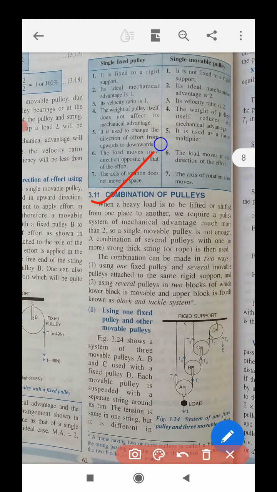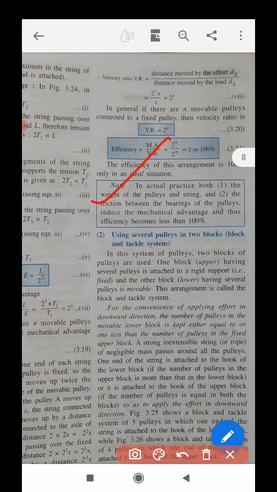So today I am explaining combination of pulleys. Students, in combination of pulleys, the especially important one is using several pulleys in a two-block and tackle system. Nothing to worry about, it's very easy. Just watch my lecture, then you will understand.